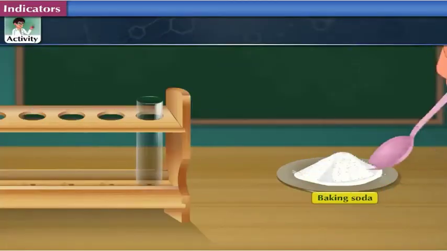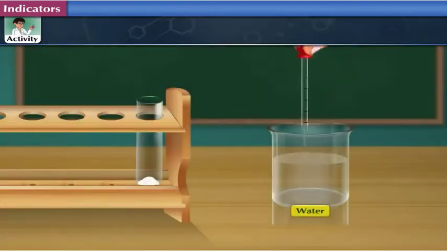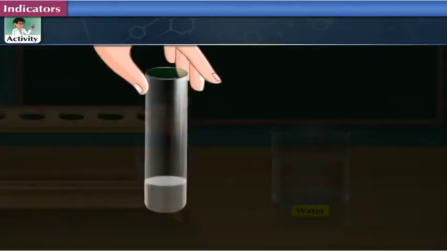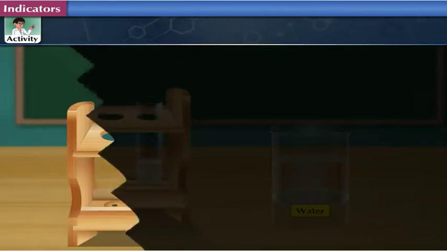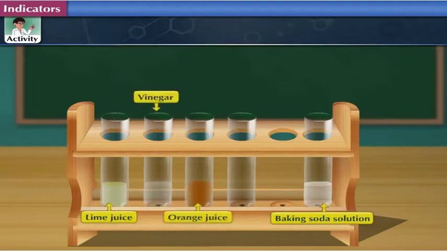Activity. Let us first take baking soda in a test tube and add a small quantity of water in it. Shake the test tube and keep it aside. Now, take 4 test tubes and add samples of lime juice, vinegar, orange juice and apple juice in these test tubes. Next, let us add a few drops of baking soda solution in these test tubes.